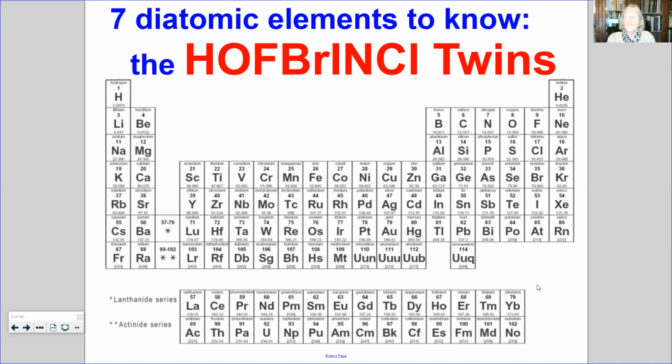I call them the Hofbrinkel twins because it helps you remember which 7 elements are in this diatomic, naturally occurring state. Hydrogen, oxygen, fluorine, bromine, iodine, nitrogen, and chlorine. Hofbrinkel, 7 diatomic elements. Whenever you represent those elements, you need to draw them as 2 atoms touching to represent a molecule of that element.